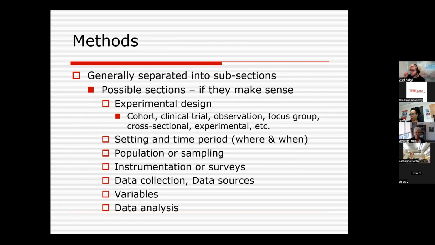What was the setting and the time period of your data collection? So where and when did you collect your data? Who or what was your sample or population? What instruments or surveys did you use? How were the data collected, or what were the data sources? What variables did you collect? And then end the method section with the data analysis, because you tell the reader how you analyzed your data, and then from there you can move right into your results. So this is how you analyzed it, and this is what you found.